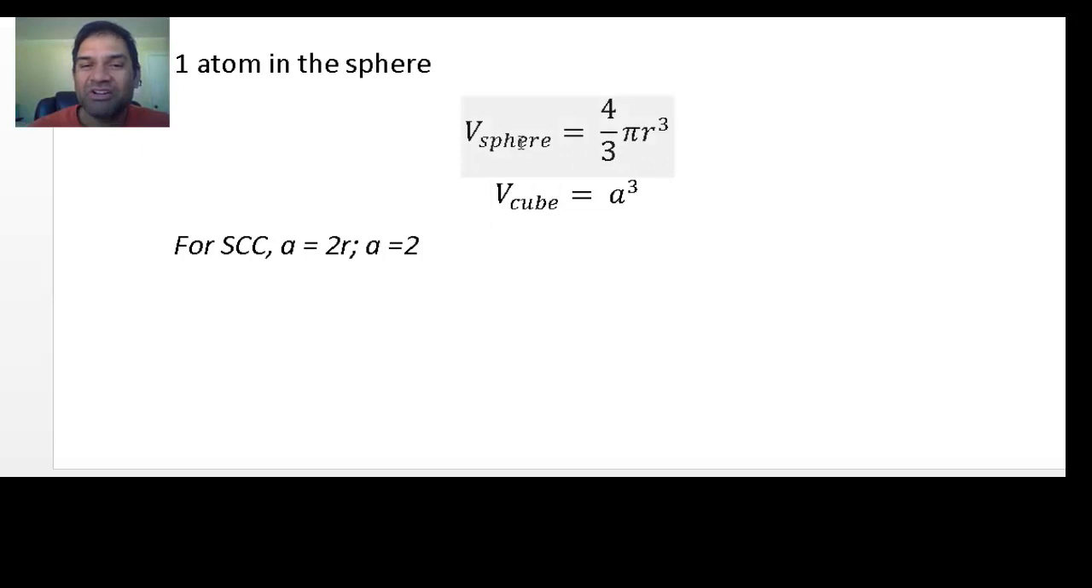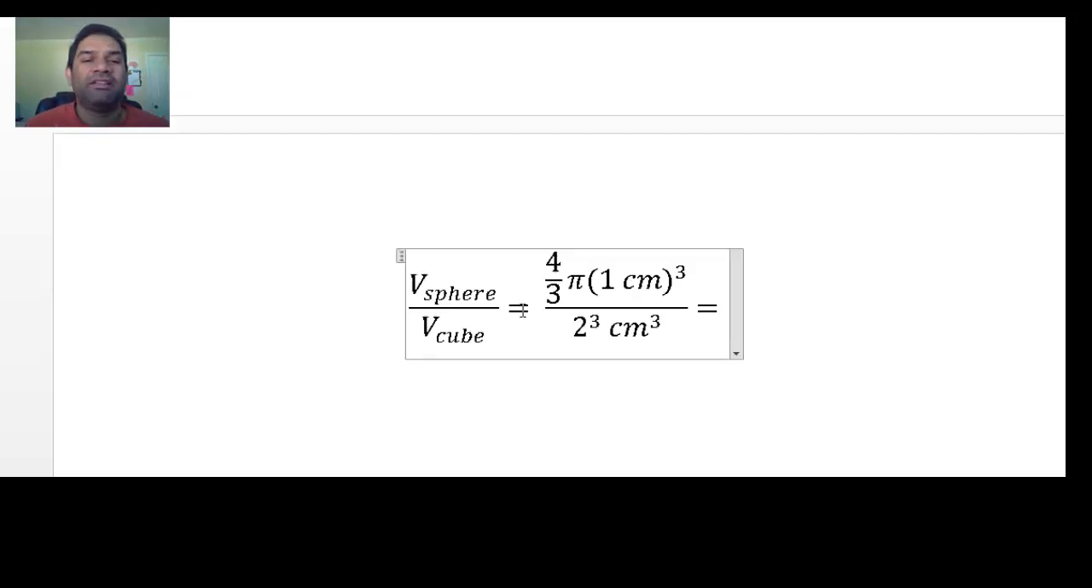So let's go ahead and figure out the empty space. If you take the volume of a sphere, where r is 1, divided by the volume of a cube, where a is equal to 2 centimeters, you will get the percentage of occupied space, actually. To get the percentage of empty space, you take 100% minus that. So the percentage occupied by the sphere, which is the atom, is the volume of the sphere divided by the volume of the cube. We're modeling the atom as a 1 centimeter sphere, so the centimeters cubed cancel.